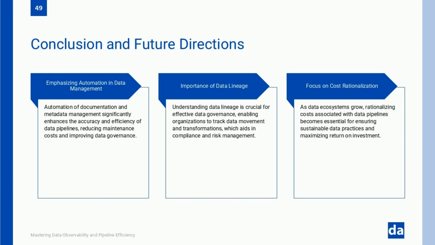Importance of data lineage. Data lineage provides the clarity needed to understand how data flows and transforms across the system. It's not just about knowing where your data comes from, but also how it evolves and how reliable it is. With effective lineage, you get full transparency, which is critical for compliance, risk management, and making informed decisions. Think of it as having a map when navigating a complex city.